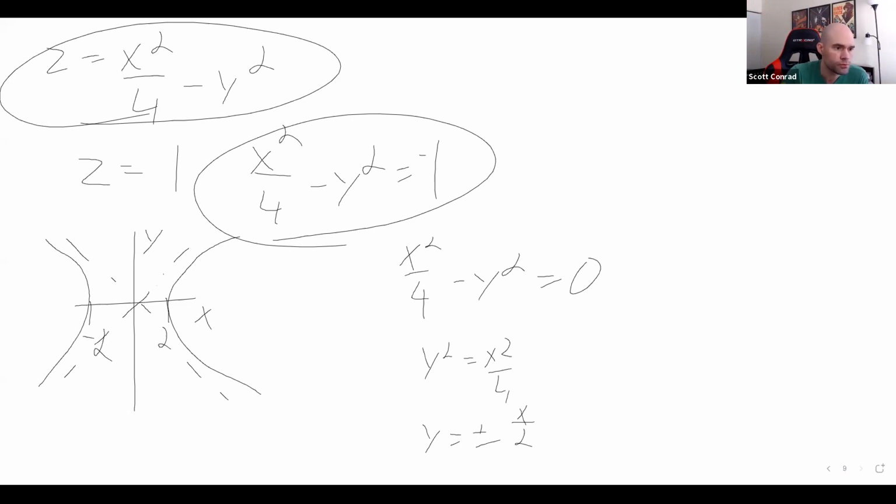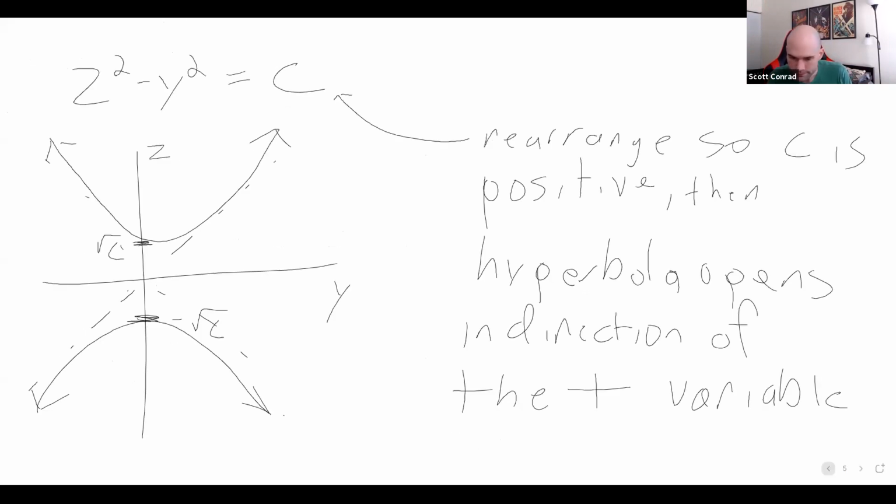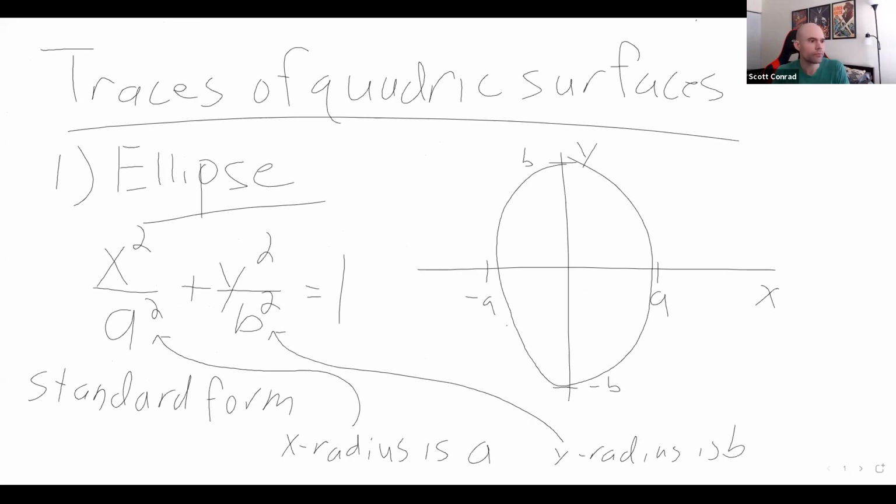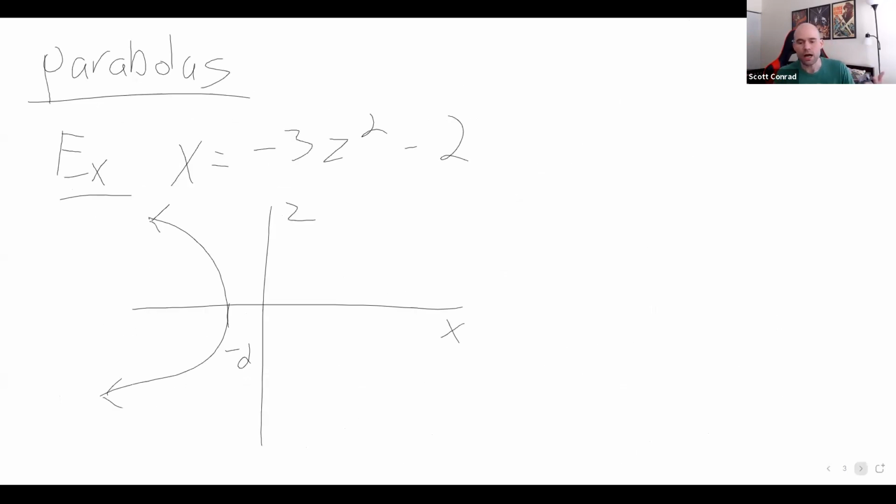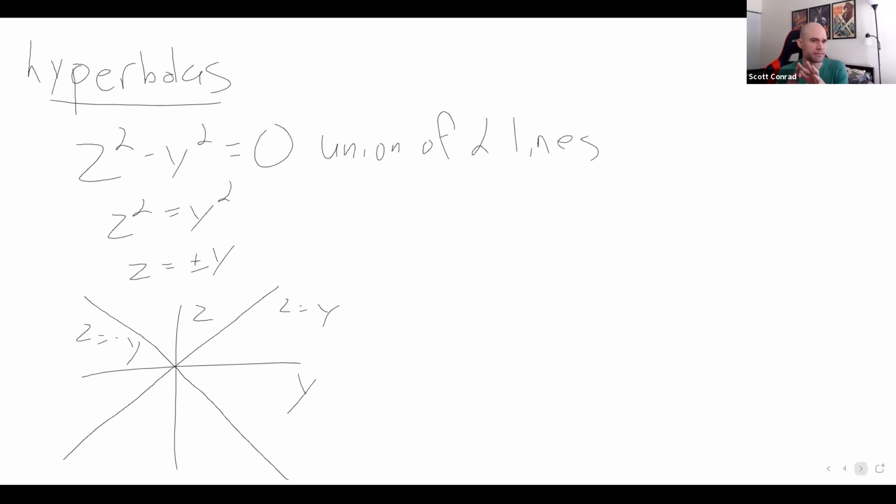Ellipses are going to have two squared variables, and they're both going to be positive. It's going to be something over something squared plus something over something squared equals 1. That's an ellipse. Two squared variables, both positive. Parabola is just one of the variables is squared. One of them is not. Hyperbola is two squared variables, but it's a positive and a negative.